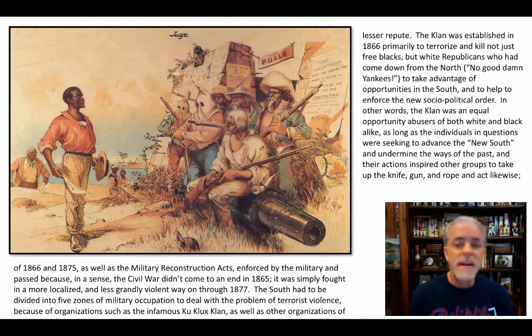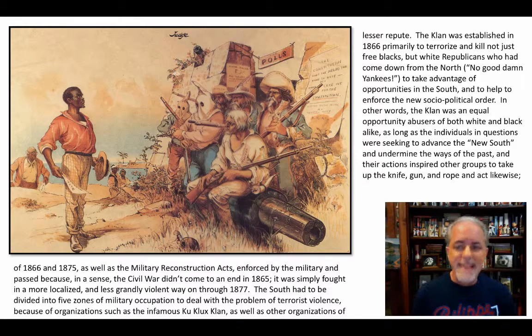It was simply fought in a more localized and less grandly violent way on through 1877 for another 12 long, violent, and bloody years. The South had to be divided into 5 zones of military occupation to deal with the problem of terrorist violence because of organizations such as the infamous Ku Klux Klan, as well as other organizations of lesser repute. The Klan was established in 1866 primarily to terrorize and kill not just free blacks, but white Republicans who had come down from the North, no good damn Yankees, to take advantage of opportunities in the South and to help to enforce the new socio-political order.